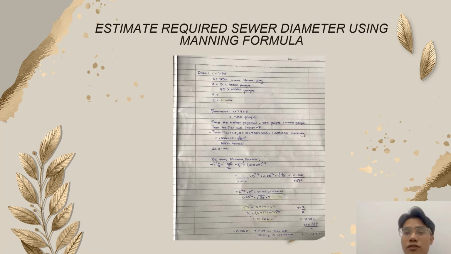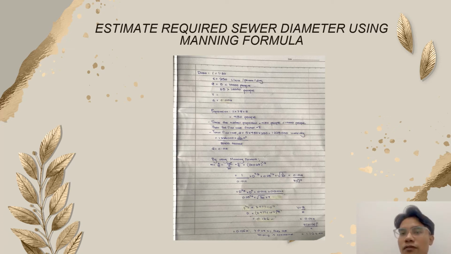Next, we need to find the total population from this area. We need to multiply the rows, units, and people. So the rows in this area is 7, the house units is 28, and the estimated people are 5. So the answer is 980 people. Since the population is 980 people, it means it is less than 10,000 people. So the flow rate factor is 5.